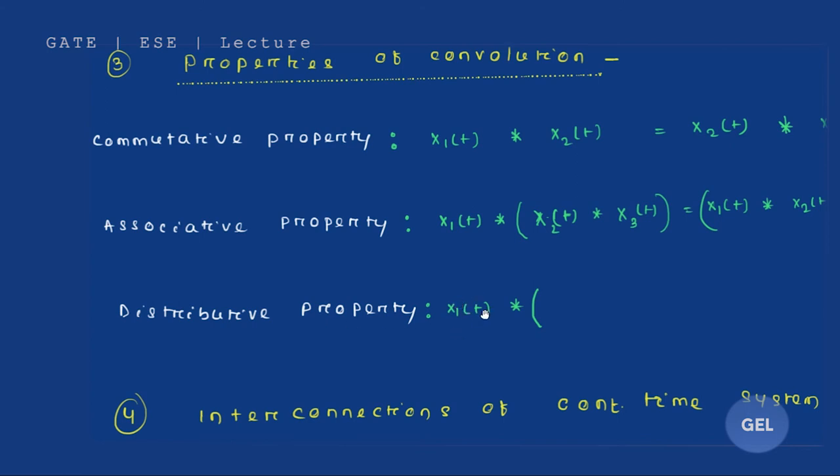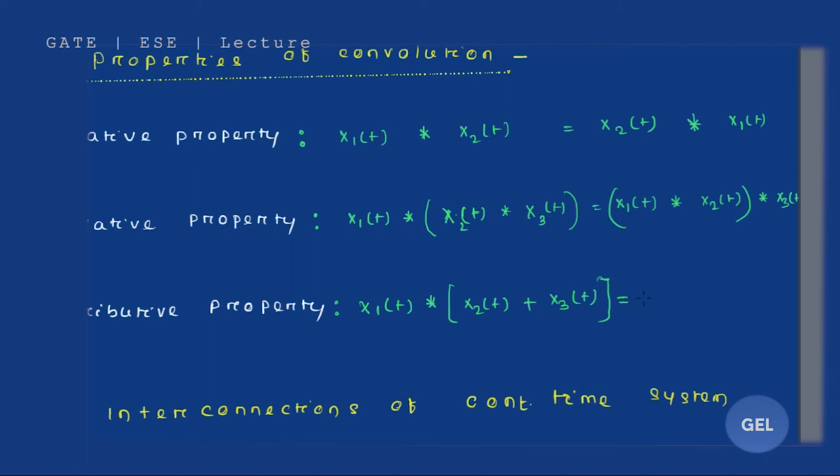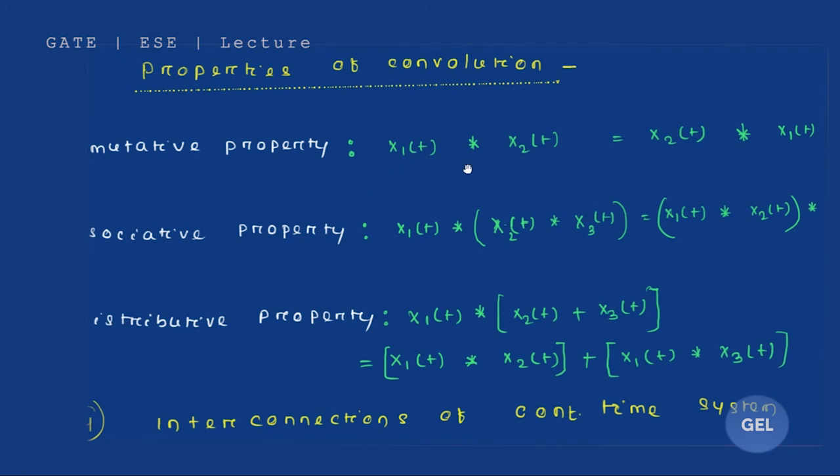It also obeys the distributive property. If you are doing the convolution of x1 of t with two independent signals added together, that is x2 of t plus x3 of t, listen to this carefully, that will equal x1 of t convolution x2 of t plus x1 of t convolution x3 of t. So these are the basic properties of normal multiplication, which are also followed by our convolution technique.